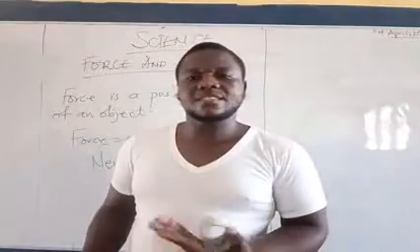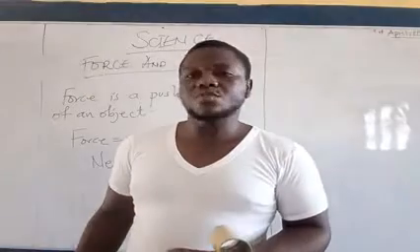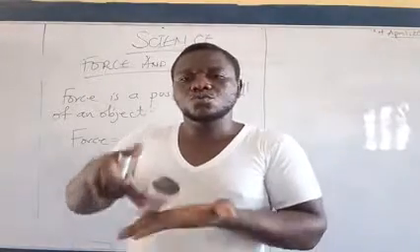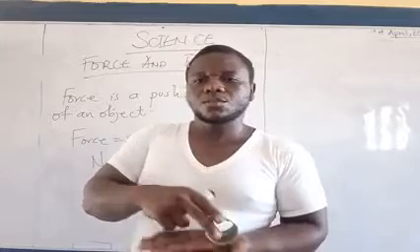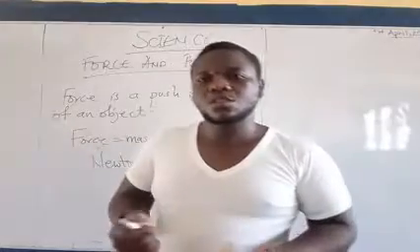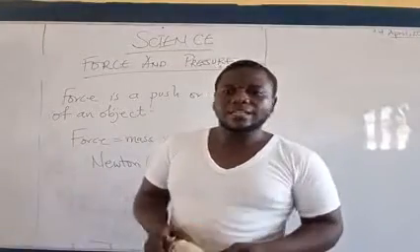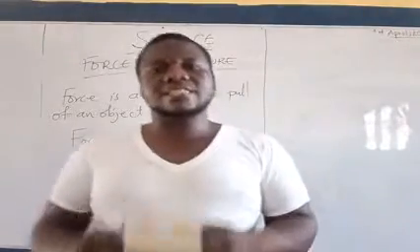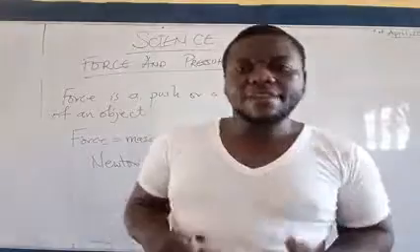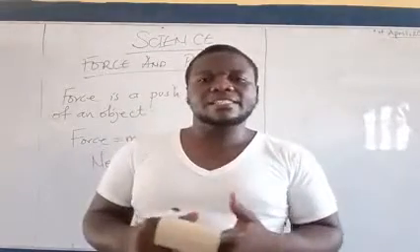Another effect is the opposite of the first one. Instead of making stationary bodies move, it will make moving objects stop. So if the car is rolling, I just use a little force to stop it. The second one is it makes moving objects stop. The third one is it causes a change in direction of a body.